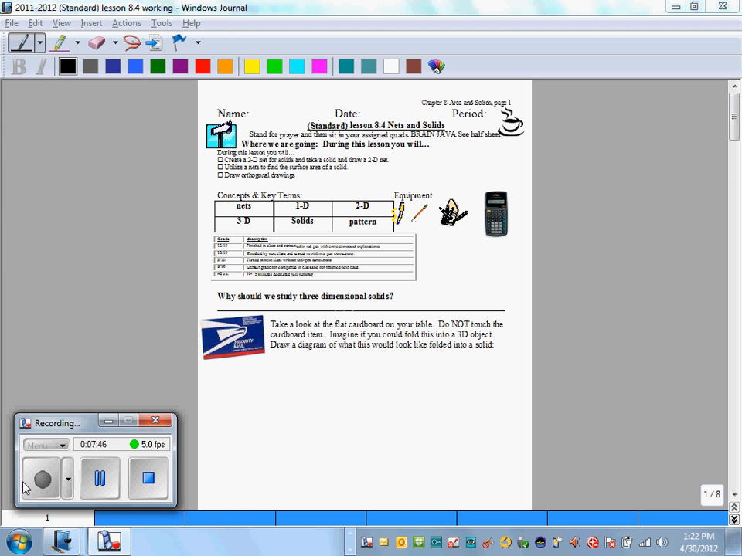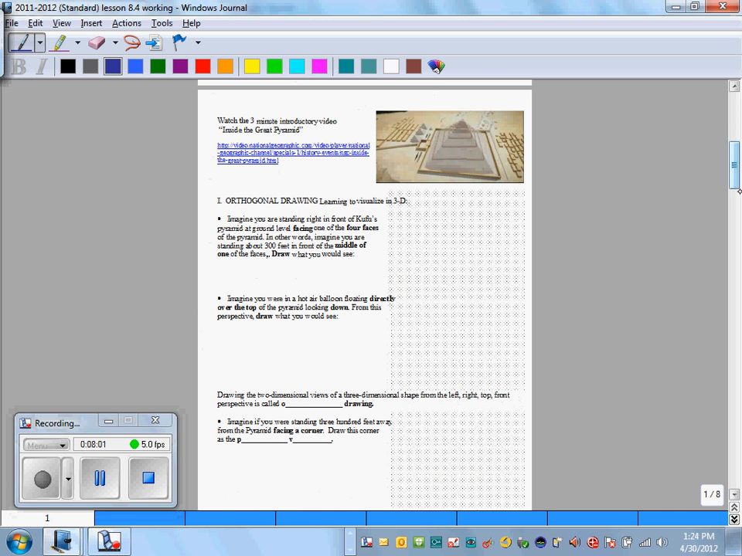Okay, ready? Your diagram should look something like this. Now, I'm going to show you a quick little video. We're going to be talking about Khufu's pyramid. I'd like you to just watch it because I'm going to ask you several questions about the pyramid, okay?